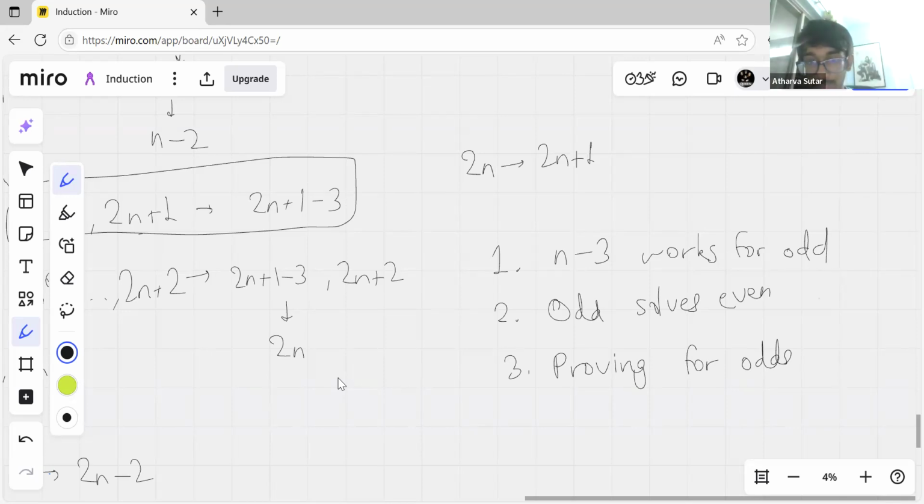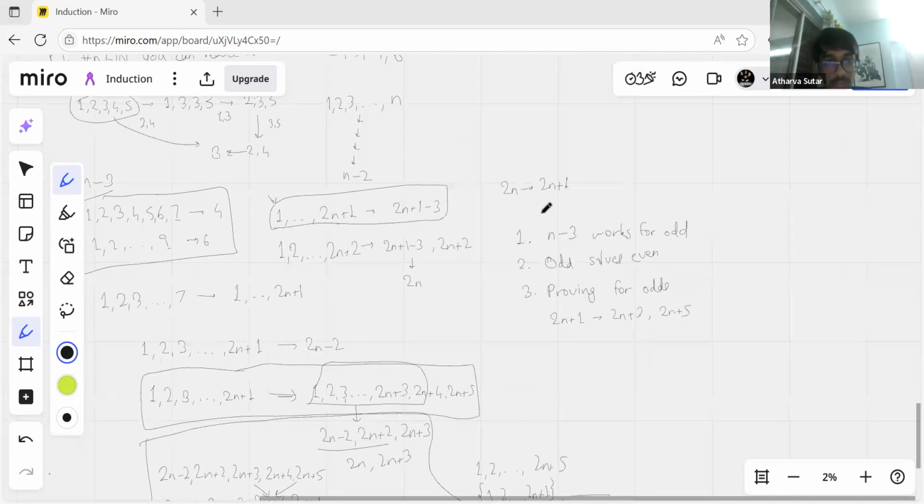So this will give us the motivation to think of 2n plus 1 implies 2n plus 3. But then we tried that and it did not work. So we shifted to the next smallest number, which would be 2n plus 5. Okay. Did everyone understand this? The whole solution?